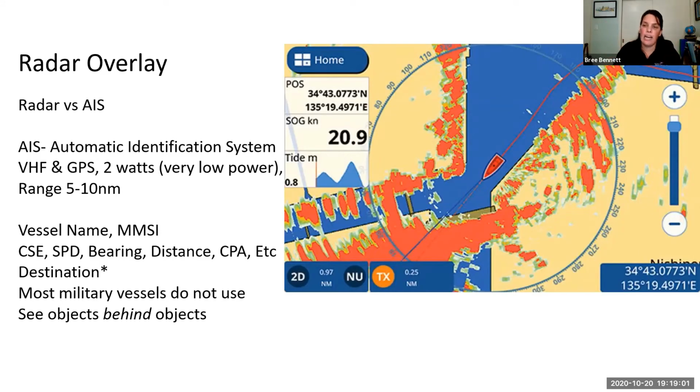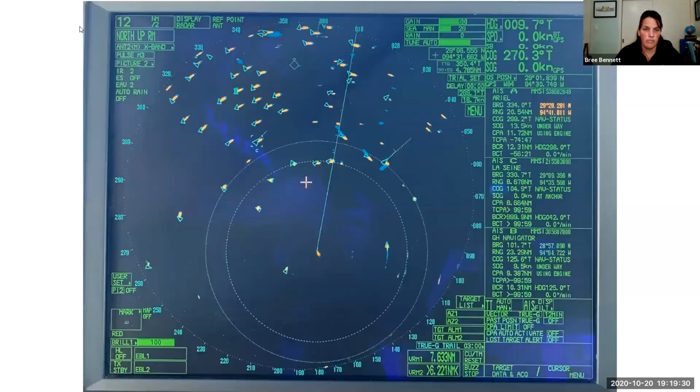You can see behind the turn of the channel, or you can see behind the large car carrier. There might be some small boats behind them, and it's using the VHF and GPS to give you that display. It's not using the radio frequencies. So both advantages and disadvantages to that radar and AIS. Okay, so I guess these are some examples.